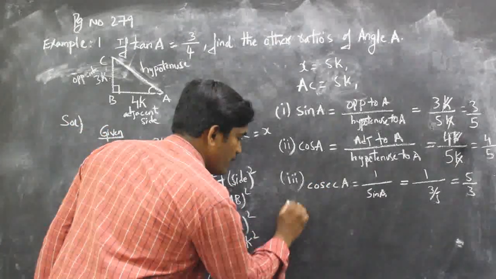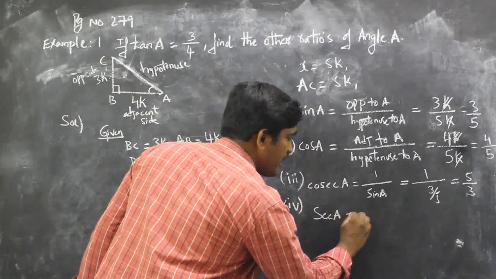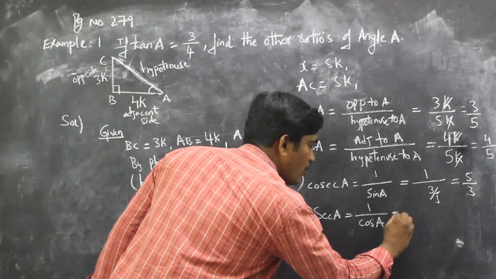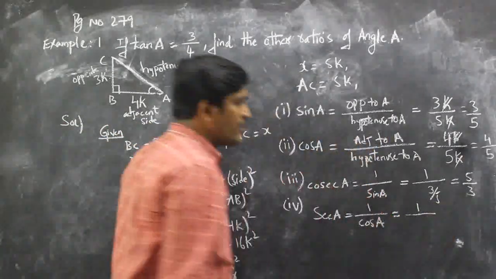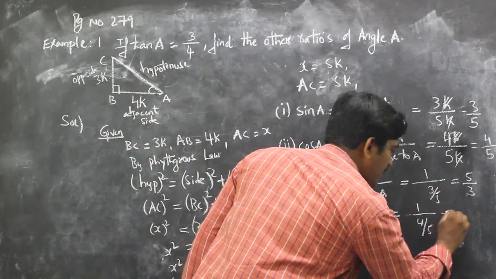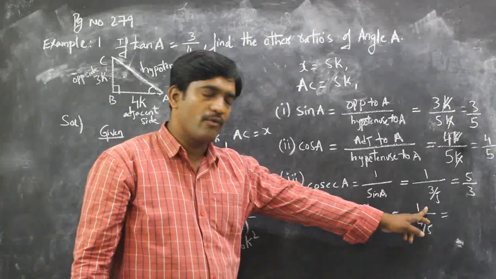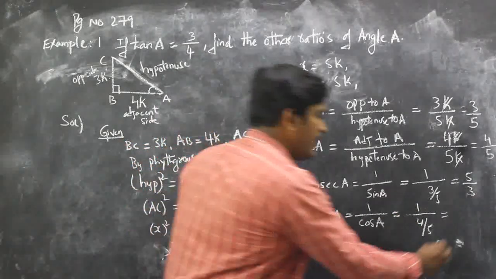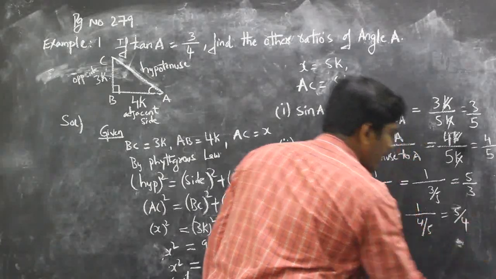Now the fourth one. What is the fourth one, secant? What is the secant A? It is the multiplicative inverse of cos A. Now 1 by, what is the cos A value? 4 by 5. So I will substitute here 4 by 5 with the same concept I have used for cosec A. I will take the numerator as 1. It becomes A by B by C by D, which is nothing but A by B into D by C. So it becomes 5 by 4.